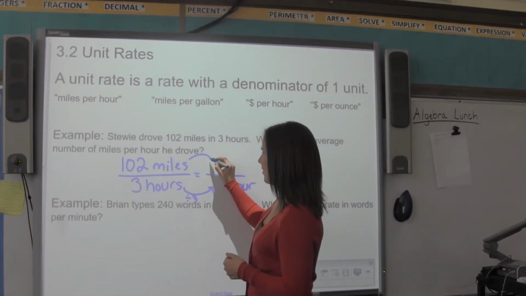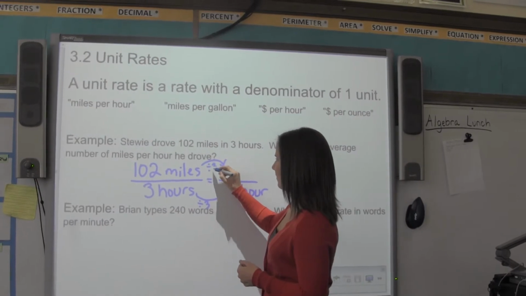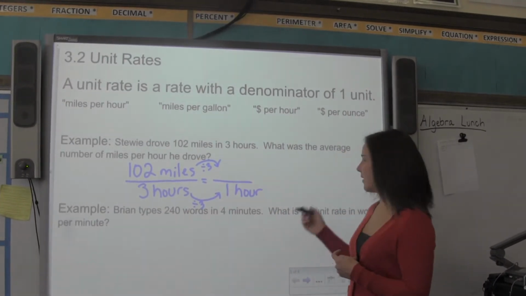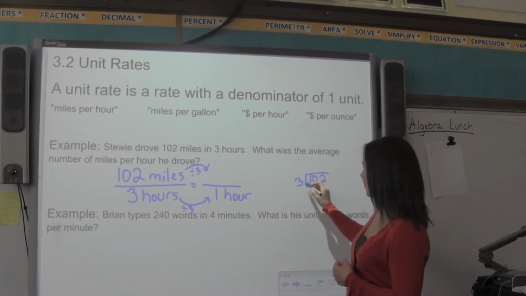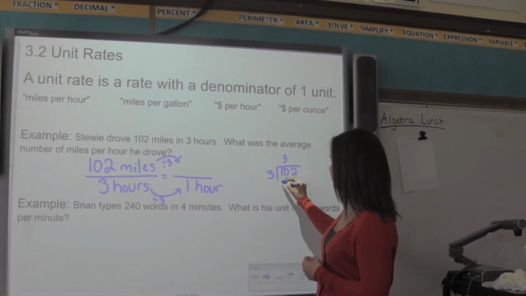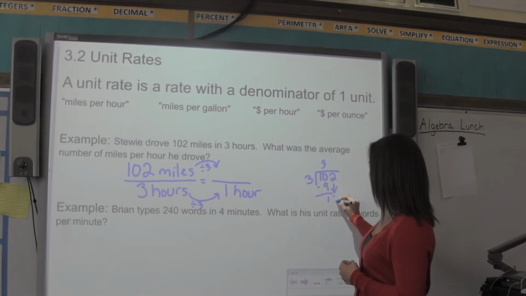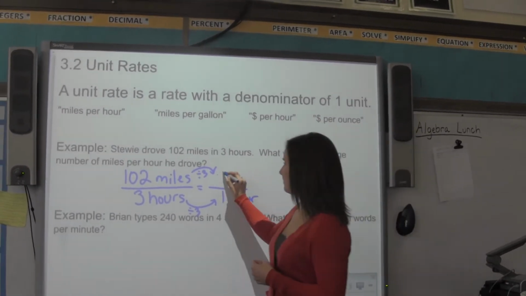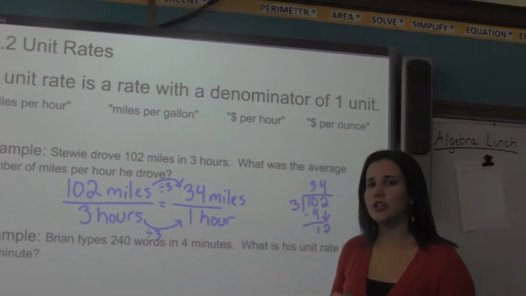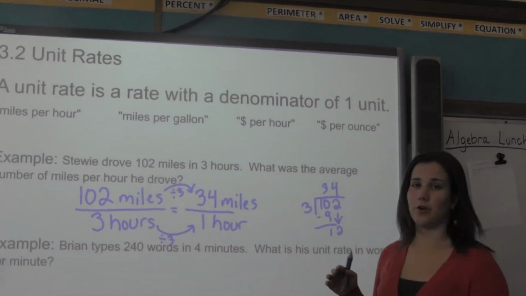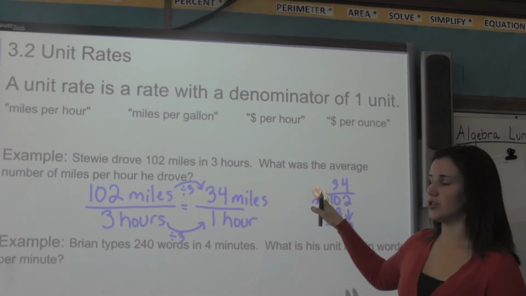I'm going to do the same on the numerator. 102 divided by 3, and I can do that on a separate scrap piece over here. 3 goes into 10 3 times. 34 miles. So, Stewie drove an average of 34 miles per hour on his trip.